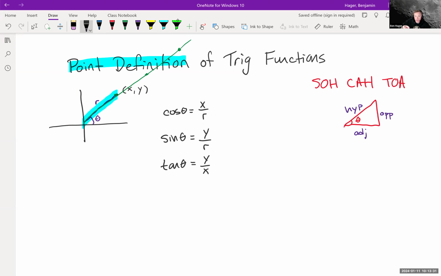And because we have our reciprocal identities, we know that if I were looking for secant of theta, I just need to flip over the cosine values. It would be r over x. Since cosecant is the reciprocal of sine, cosecant of theta would be r over y. And then cotangent of theta, the reciprocal of tangent, would be x over y.